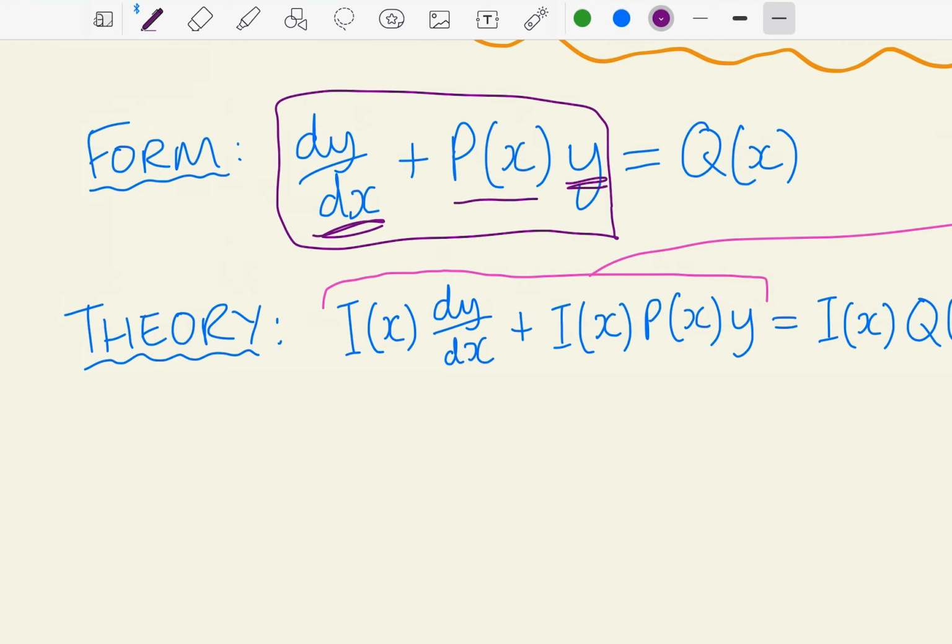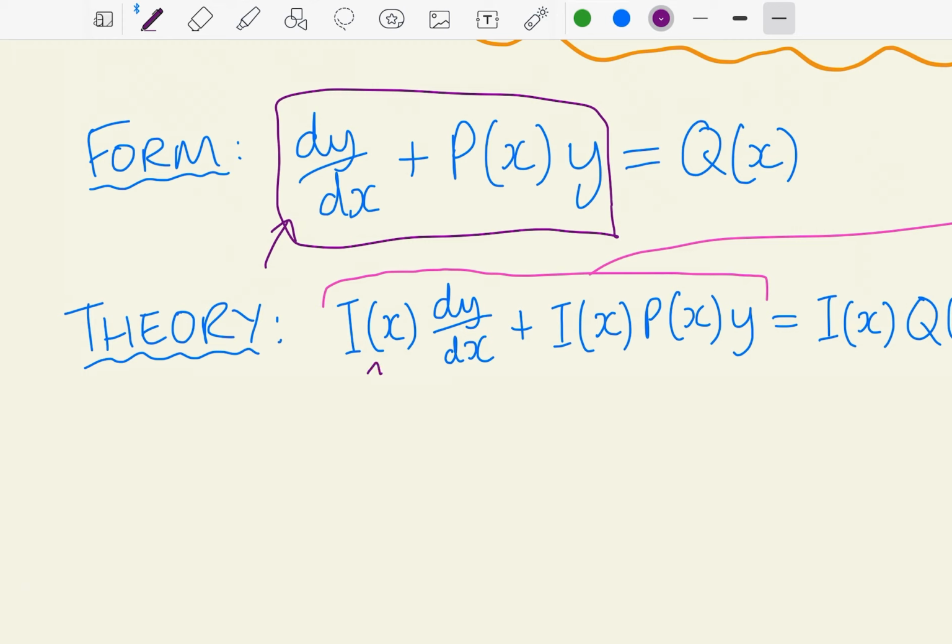Well, if you had something here where p of x was its derivative, then that would fit the product rule. Which is a bit of a stretch right now, but it'll make sense soon. And the way we're going to force this product rule situation is we are going to put something with this dy by dx. And that's going to happen by multiplying every term, in fact, by what we're going to call I of x, which is the integrating factor.